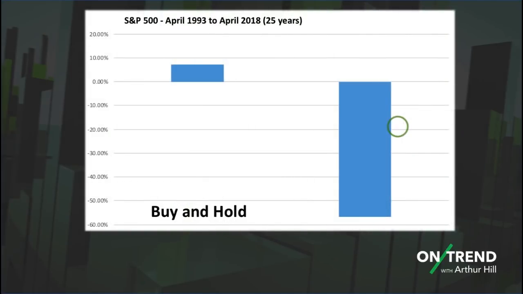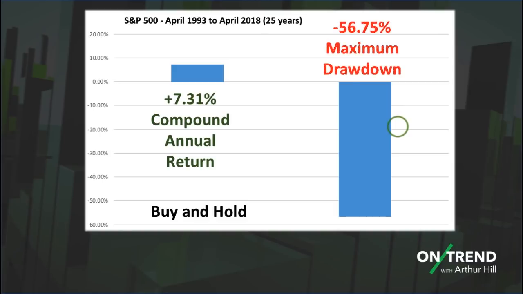So what if you did buy and hold for the S&P 500 over the last 25 years? Well, it's not too bad. You'd have a 7.31% compound annual return, but that would come at a cost. Your maximum drawdown would have been around 57%. And as you saw on the chart, there were 2 drawdowns that were more than 50%. So that's what you would have had to live through.